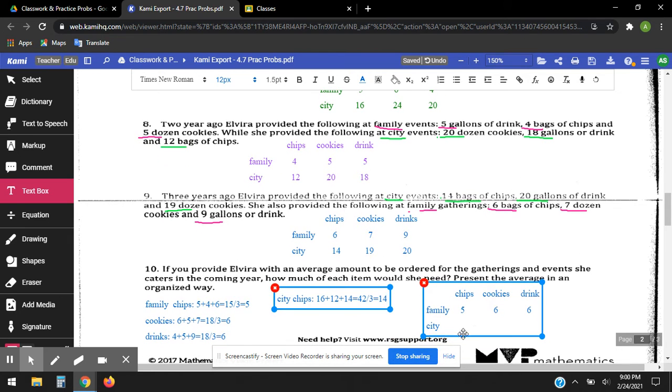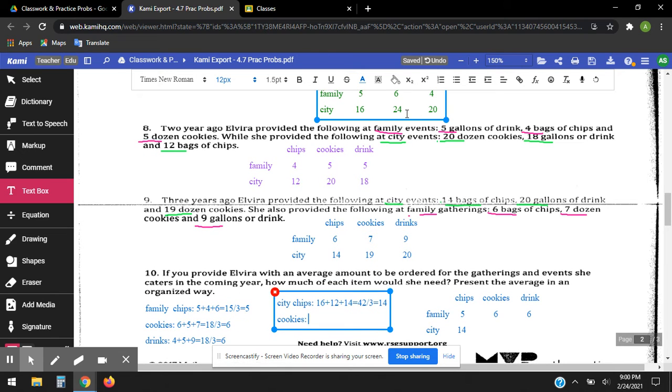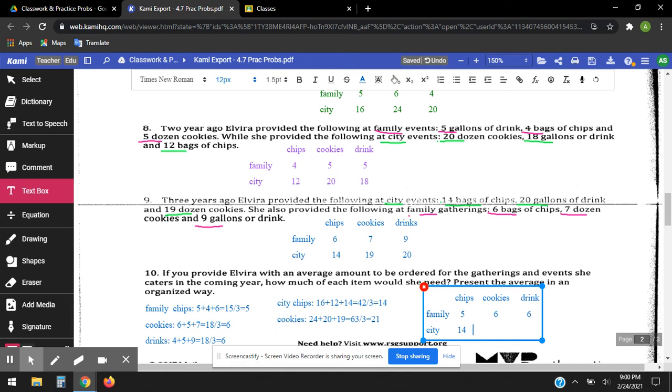So the chips average is 14. Okay, back over here. Now we need to do cookies. The 3 sets of cookies were 24, 20, and 19. So 24 plus 20 plus 19 equals 63. 63 divided by 3 would be 21. Oh, we put the 21 over here.